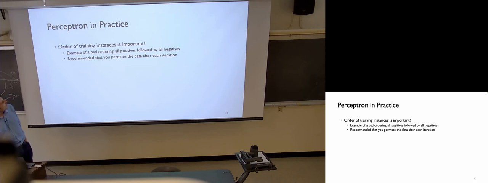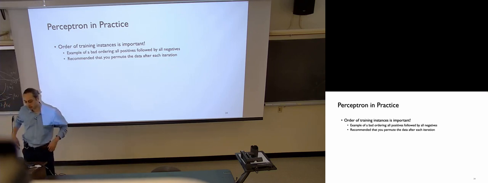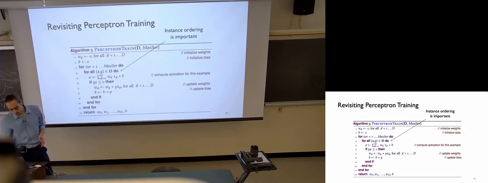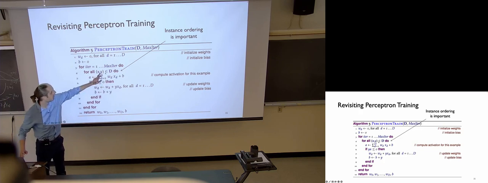Another thing to keep in mind in practice when we train a perceptron is that the order of the training instances is important. An example of a bad ordering is when we take all the positive examples followed by all the negatives. In general, it's best to randomly reshuffle all the data beforehand, and even after each iteration. So again, the way we take these instances is important, for example, when we do this for loop.